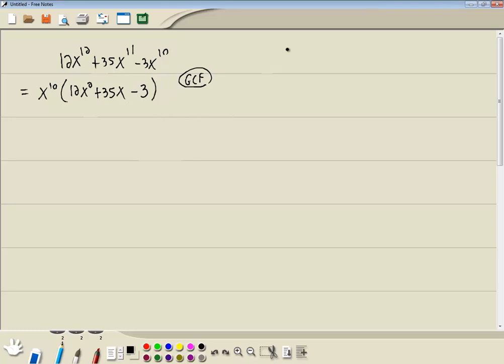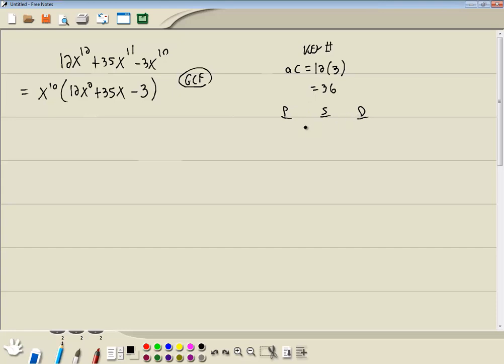Now, what's inside the parentheses is going to be the key number. The reason it's the key number is because we've got x squared, x, no x, and there's a number in front of our x squared. So we're going to take the number at the beginning times the number at the end, ignoring signs. So the 12 times the 3, and that gives us 36.